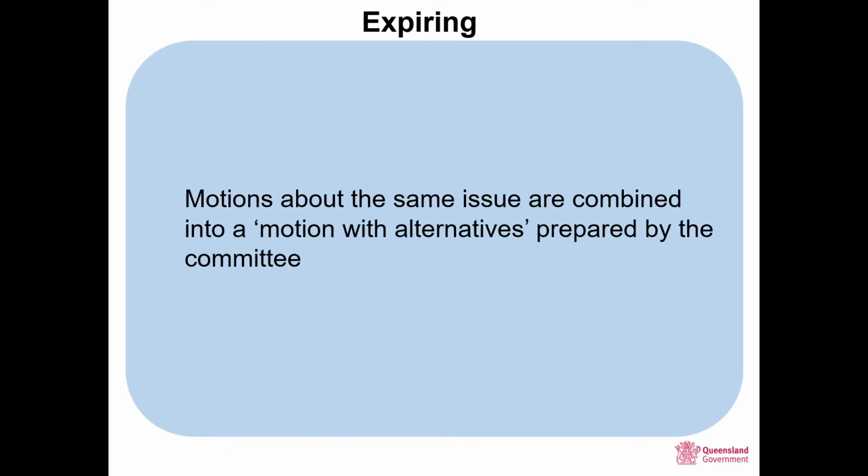Under the expiring standard module, a motion with alternatives provides a way to combine original motions submitted by lot owners about the same issue into a single motion. The committee is responsible for combining the original motions into a motion with alternatives for the agenda of the general meeting. However, the rules for deciding outcomes lack clarity. For example, what happens where the alternatives require different resolution types, such as an ordinary or special resolution. Also, voters are restricted to a choice of only one alternative.